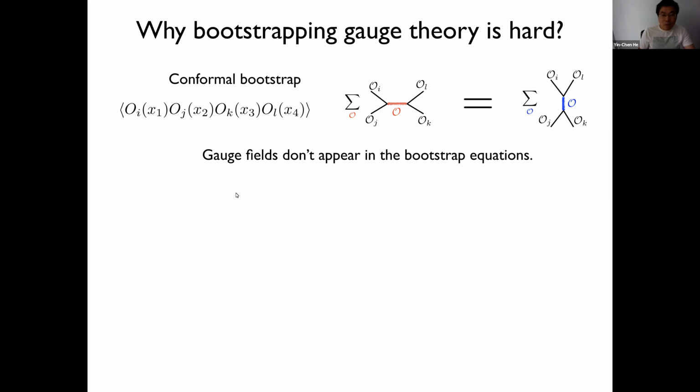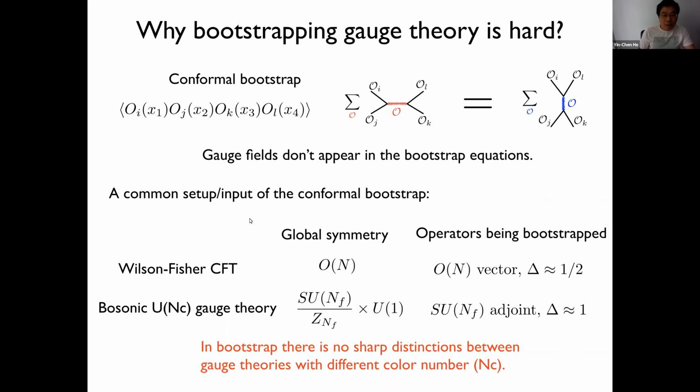Let me be more concrete. Let's say a common setup or input of conformal bootstrap is that we input the global symmetries of the theory and then choose some operators to bootstrap. For example, if you consider Wilson-Fisher CFT, we know that the global symmetry is U(N), O(N), and you can choose, let's say, the O(N) vector to bootstrap.